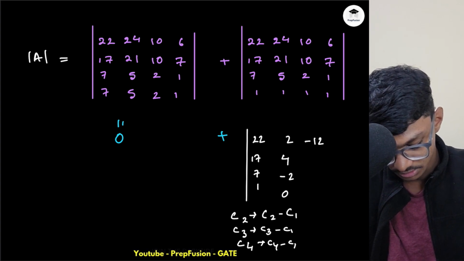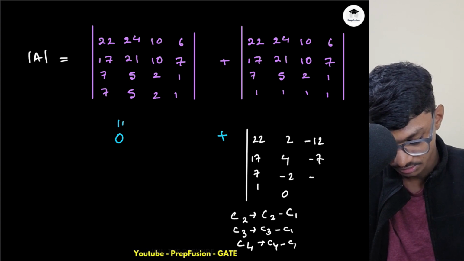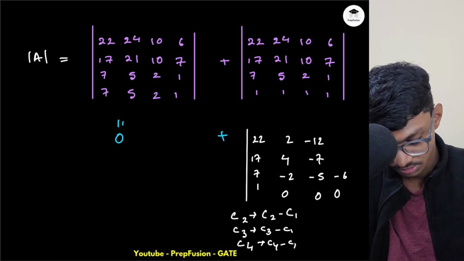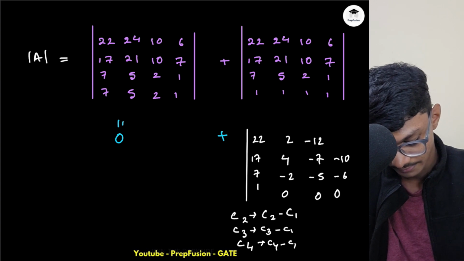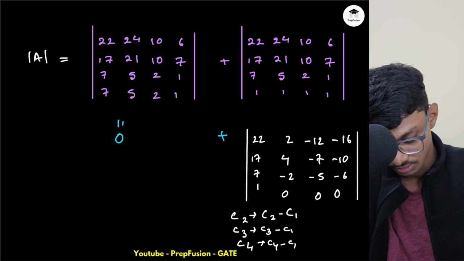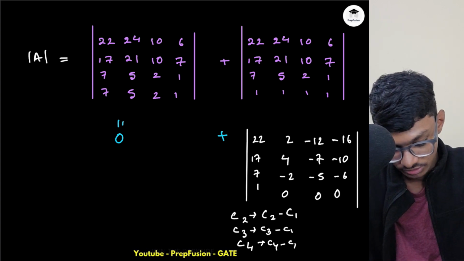Again, this will be minus 12. And this is minus 7, minus 5, and 0. This is 0 again. This is minus 6, minus 10, and this is minus 16. Okay, so now can you simply solve it?